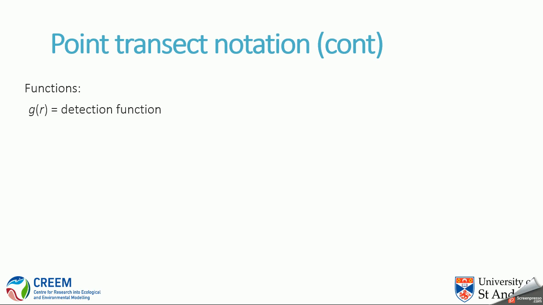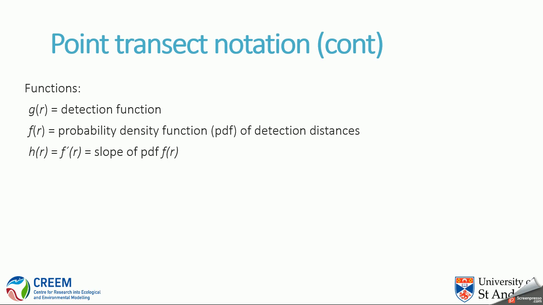The functions that we're interested in, first of all, the detection function: the probability that an animal at distance r from a point is detected. The probability density function reflects the relative frequency of distances recorded when you detect animals. For line transect sampling, those two functions were the same shape. Here, they're not. And then h(r) is the differential of the probability density function with respect to r, which mathematicians would denote f prime of r. It's the slope of the probability density function, the first derivative, and it's only the value of that derivative at 0 that we're interested in.